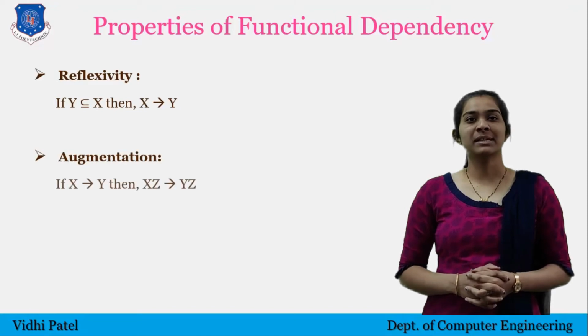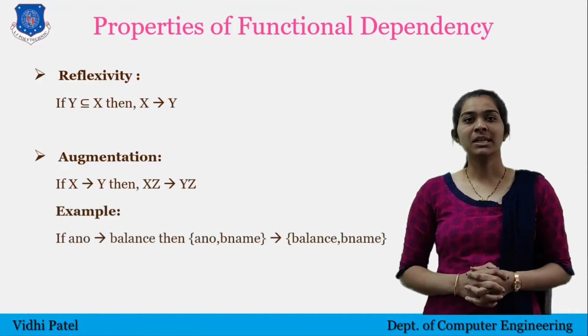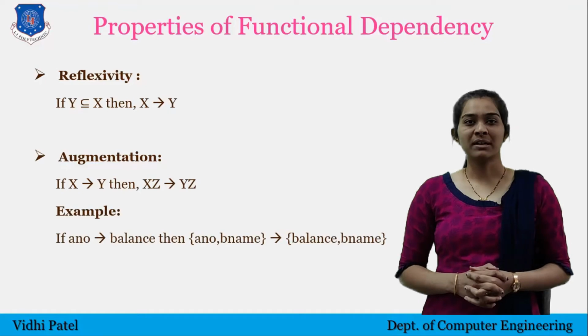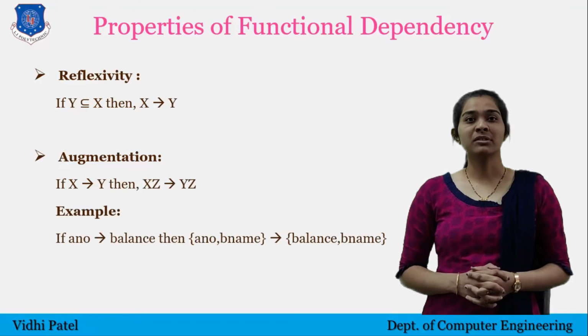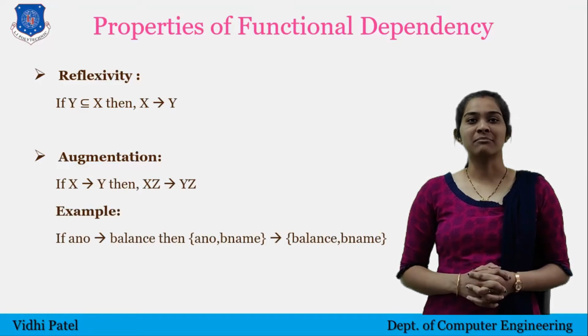Now, next property is augmentation. If x determines y, then xz determines yz. Means if account number determines balance, then we are augmenting any attribute or adding extra attribute on both sides of the dependency, then it is valid. For example, I am augmenting branch name on both sides of the dependency, then dependency becomes account number, branch name determines balance and branch name, which is valid case.